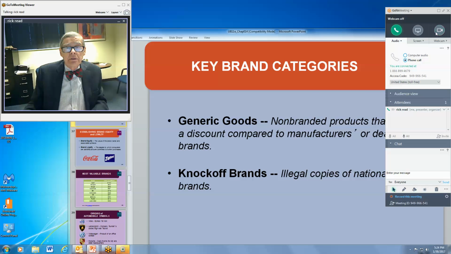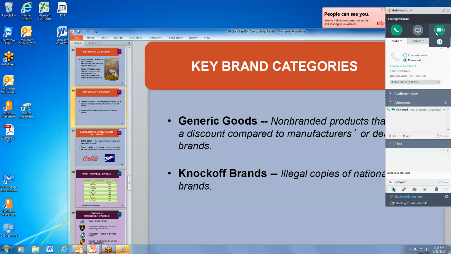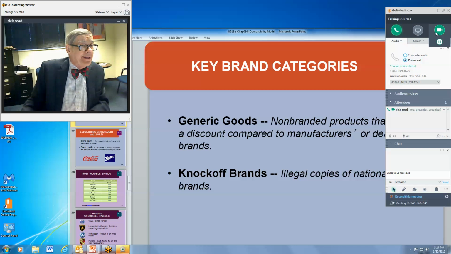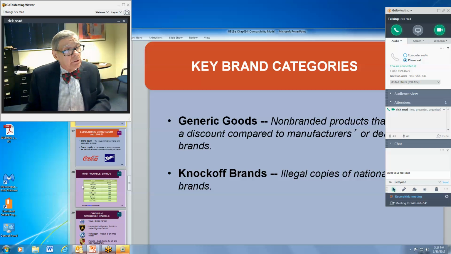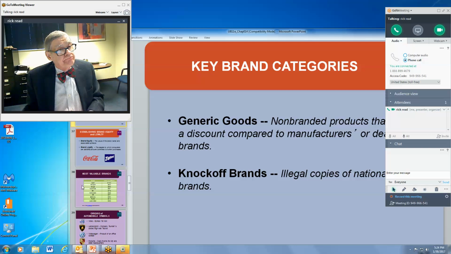Generic brands, these are non-branded products sold at a discount. And the knockoff brands are illegal copies. So if you go to Times Square in New York and somebody is selling you a Rolex watch for 50 bucks, you know that that is a knockoff brand and what they're doing is illegal.